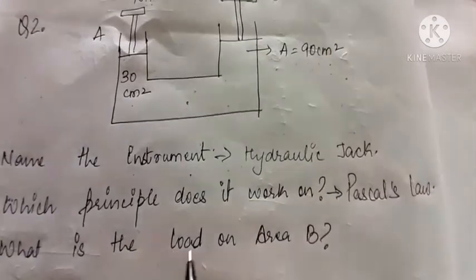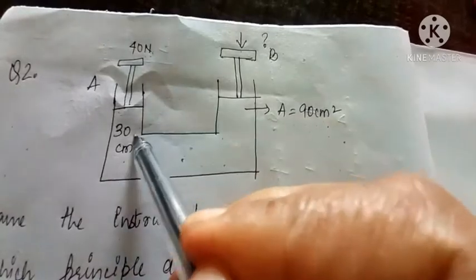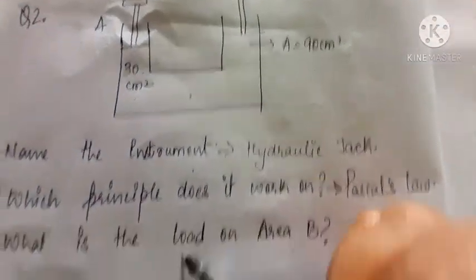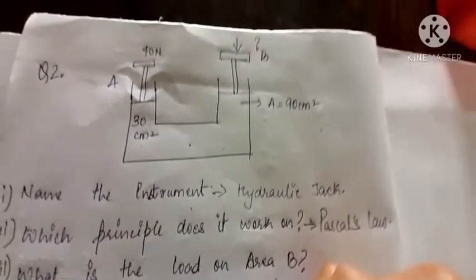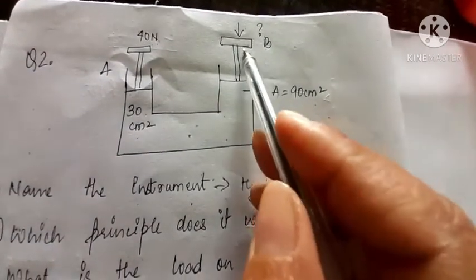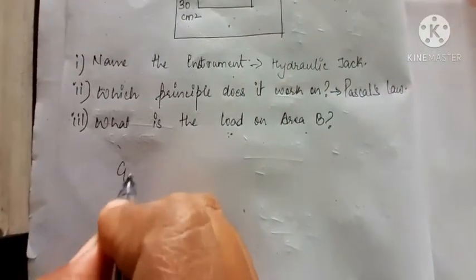Okay. Now what is the load on area B? Now force and area is given here. We need to find the force. Here in the question it is given as load. Load means force. Load and force are the same thing. So I need to find the force in area B, and the area for B is given as 90 centimeters square. So let us do the numerical. First I'll write the given.